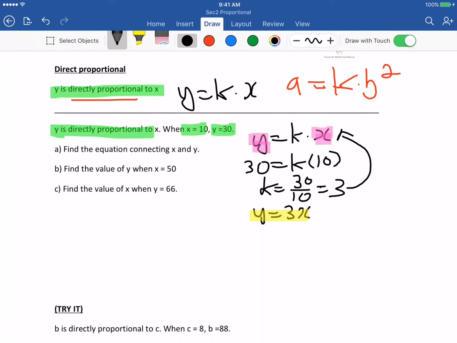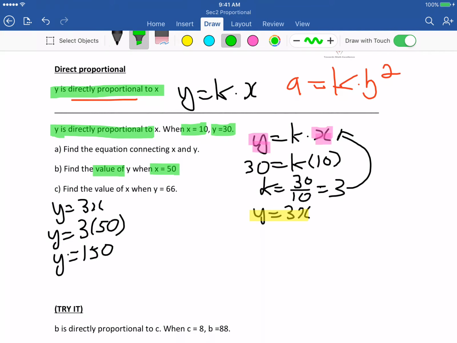Okay, the next one. The question asks me to find the value of y when x equals 50. Just use back the equation, y equals 3x. The question says x equals 50, so just replace the x by 50. So it's 3 bracket 50. So it becomes y equals 150. Okay, next one.